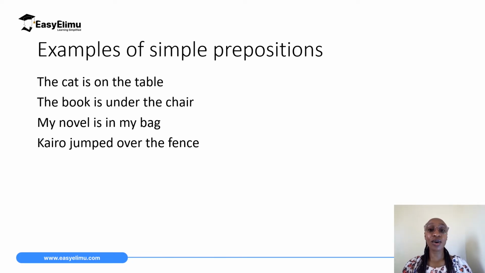The cat is on the table. On is a preposition. It is a simple preposition. The book is under the chair. Under is a preposition. My novel is in my bag. In is a preposition. It is showing us the position of the novel in relation to the bag. And lastly, Cairo jumped over the fence. Over is a preposition, a simple preposition.